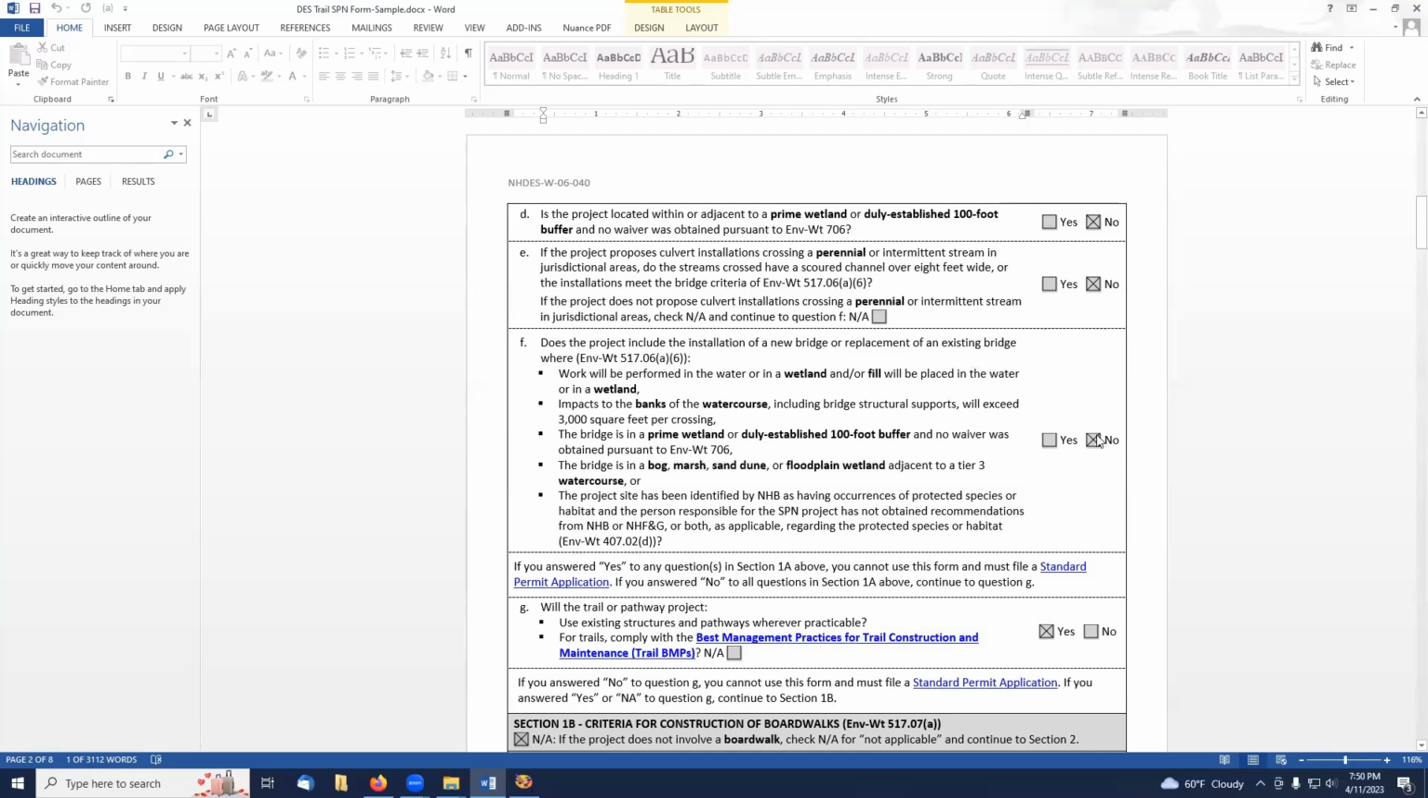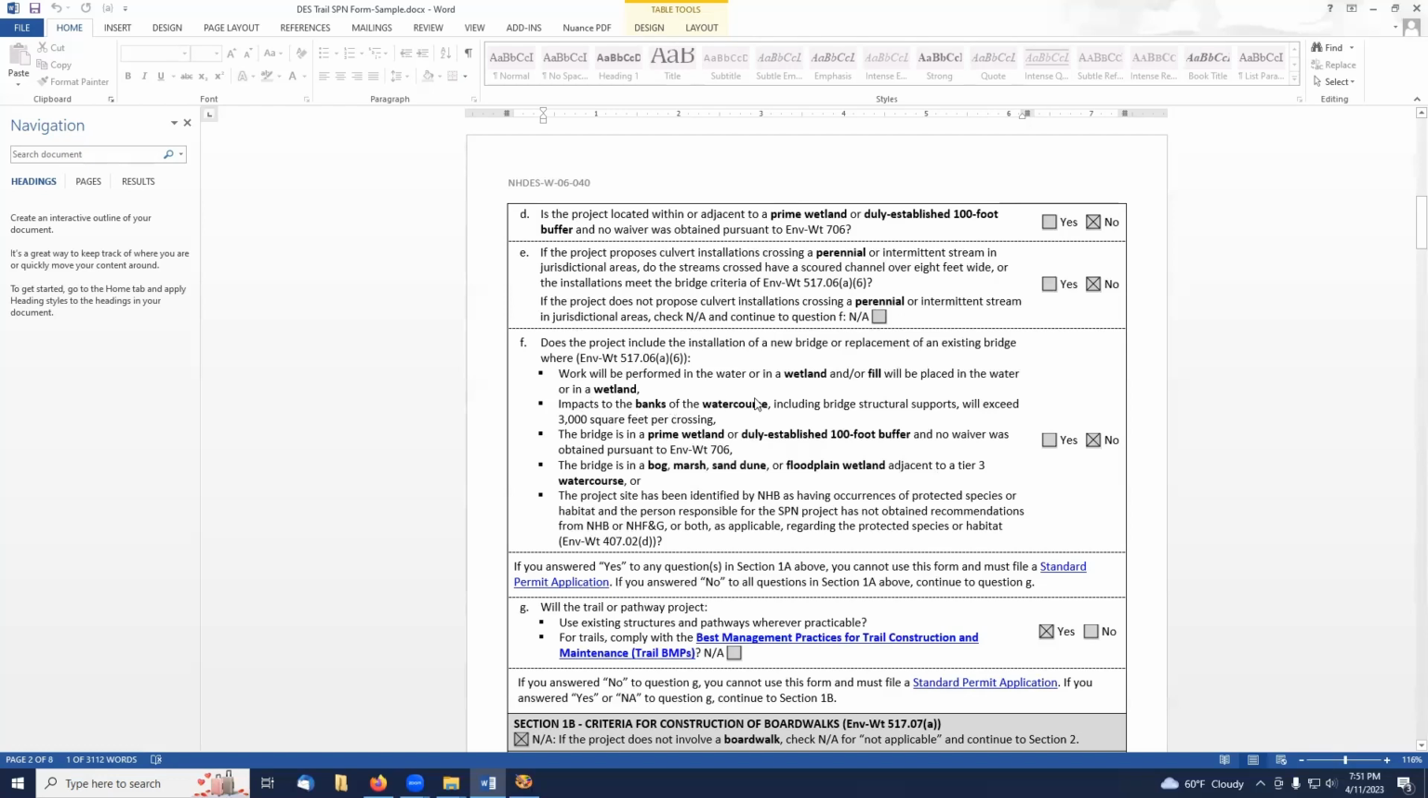First of all, I'm not doing a bridge, so the answer is automatically no. But let's talk about bridges. Let's make believe we were putting in a bridge. Okay, the first part of this, where work will be performed in the water or in a wetland, or fill will be placed in the water or wetland. I can guarantee you if you answer yes to that, you're going to be in trouble. You can't do it. So you don't want to answer yes to that question.